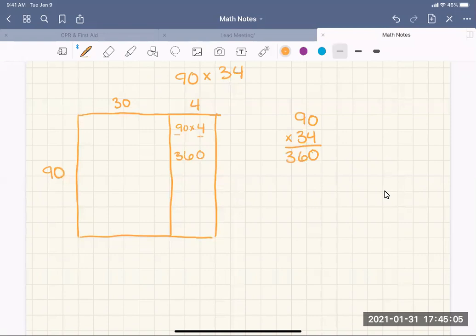Okay, and then second, we're going to do 90 times 3 tens. So 9 tens times 3 tens. We know tens times tens is 100. So 9 times 3 is 27, and tens times tens is hundreds. That's 2,700. We're going to put that down here and add them together.